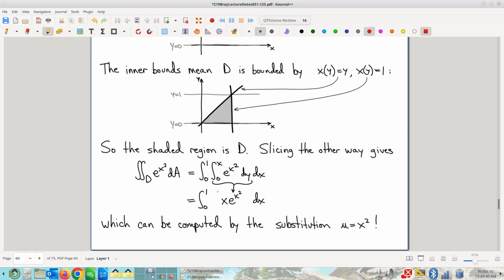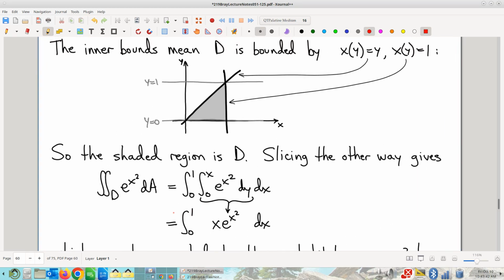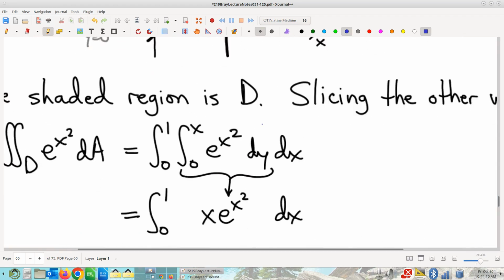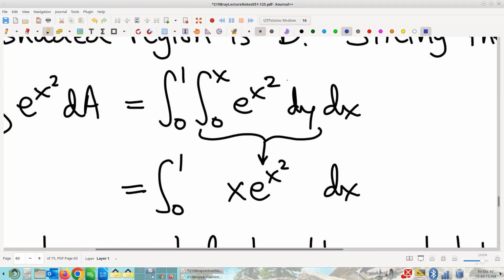We take this domain, right? We reverse engineered our domain. We slice it in the other order. And let's see here, x goes from 0 to 1. And then for any given value of x, y goes from 0 to x. Right? Details, make sure to think that through. And that gives us this integral, and at a casual glance, you're like, yeah, that e to the x squared is still in there, and oh my god.